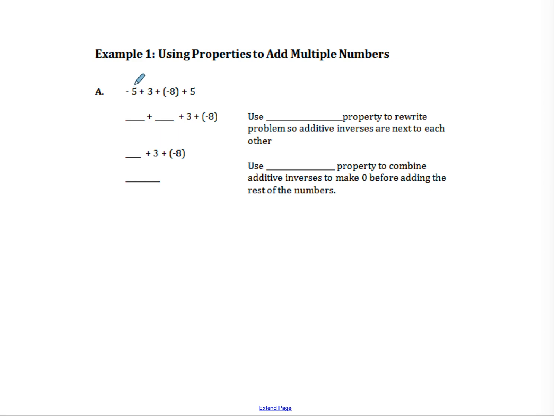So I'm noticing this -5 and +5 are opposites. They're additive inverses. So I'm going to rearrange the order of the numbers so that they're next to each other. -5 plus a +5. So that is the commutative property that we use there. So we use the commutative property to rewrite the problem, so additive inverses are next to each other. This -5 and this +5 equals 0. Okay, so that is the inverse property that I use to cancel out the inverses.